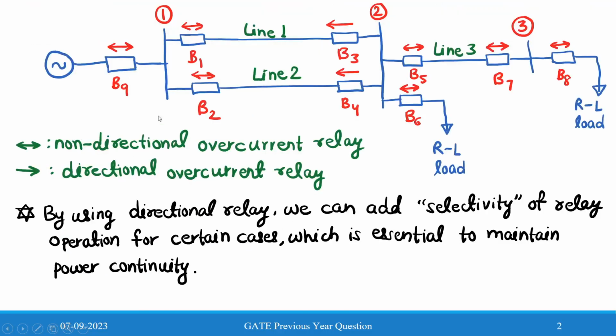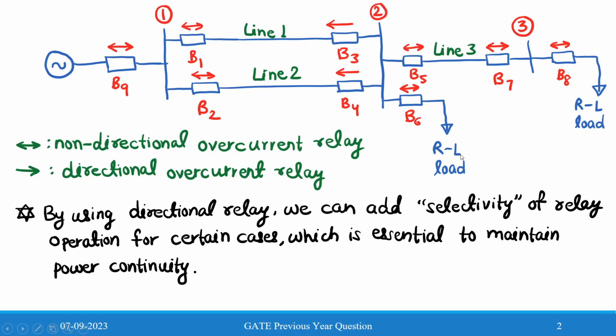So if we denote the directional and non-directional relays over the circuit, we can see that only R3 and R4 will be directional overcurrent relays, and the other ones are non-directional overcurrent relays. First, we will understand why we need these directional relays. Directional relays are required to add selectivity for relay operation such that we can maintain the power continuity in the rest of the lines.